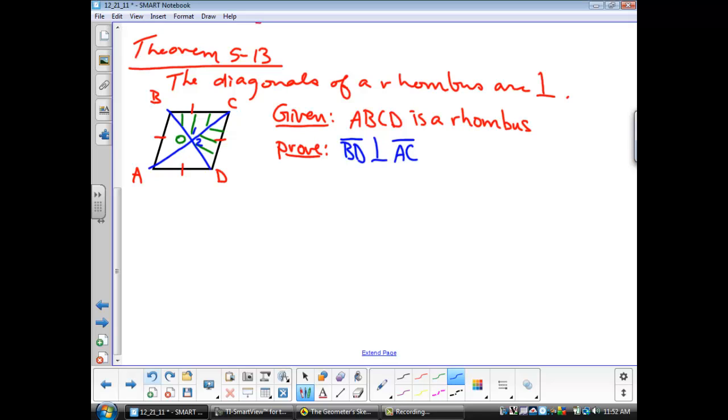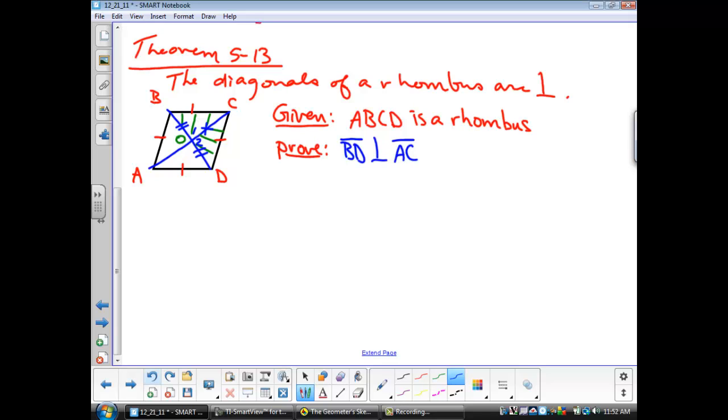Diagonals bisect each other, right? So here we have those 2 pieces have to be congruent. And this side, segment CO, is shared, so that has to be congruent to itself. What makes triangle COB congruent to triangle COD then? Just side, side, side, right? All three sides of those two triangles are congruent.